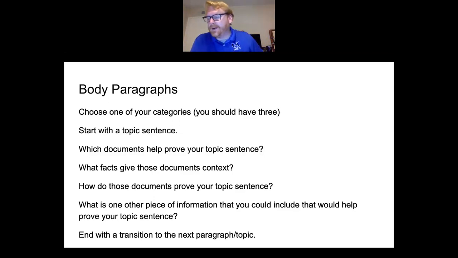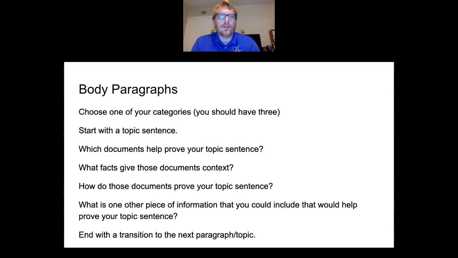So with any body paragraph, and I'm going to talk to you in a very formulaic way, and of course you can do it in a variety of ways, but these are the elements that need to be in there. You should have a topic sentence. This is your mini claim. This is the part of the thesis that you're going to prove in that paragraph. So when you look at your thesis and you're like, okay, I'm going to prove this point first, make that into a new claim about what the paragraph is about.